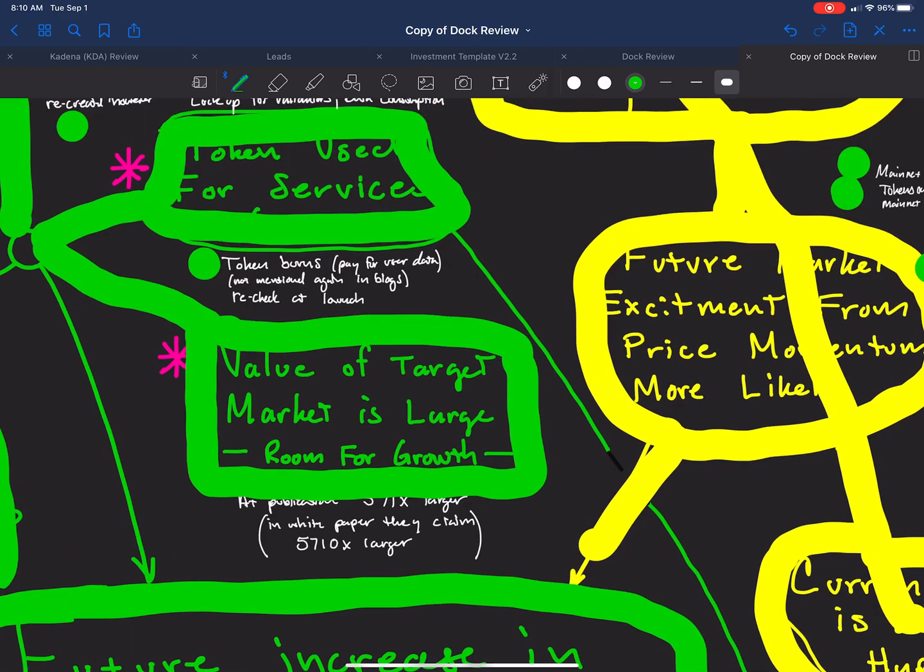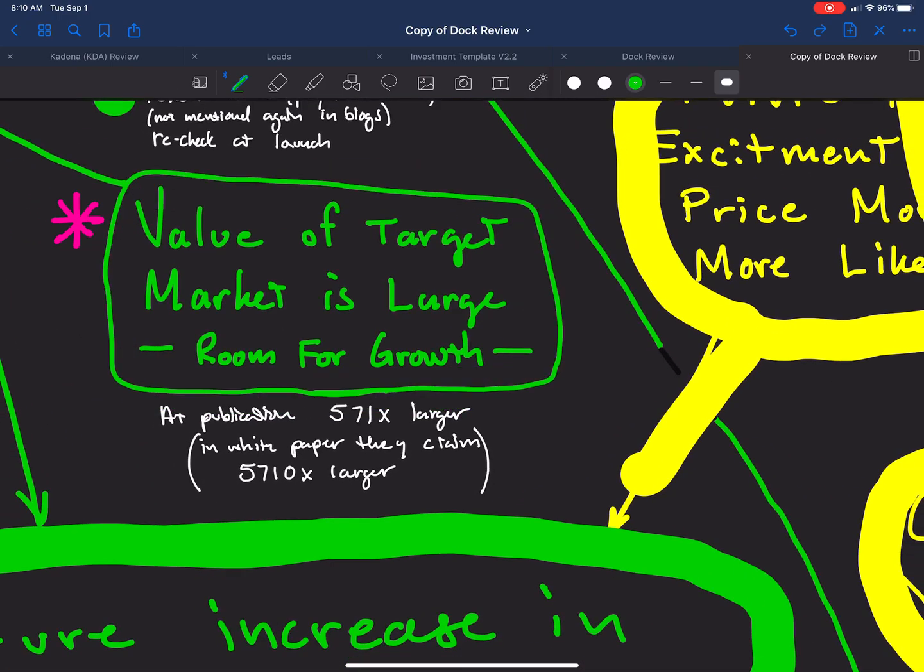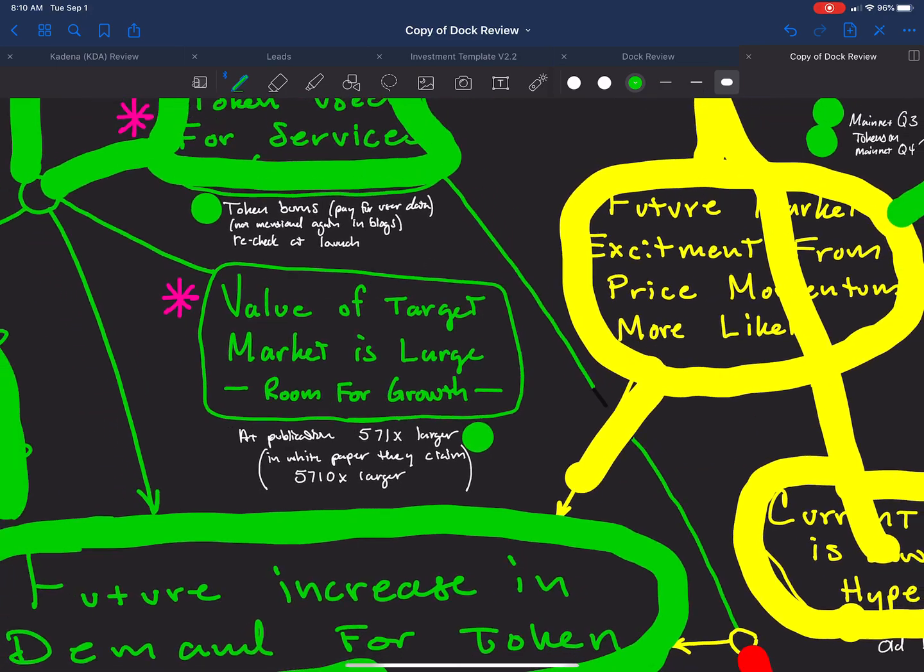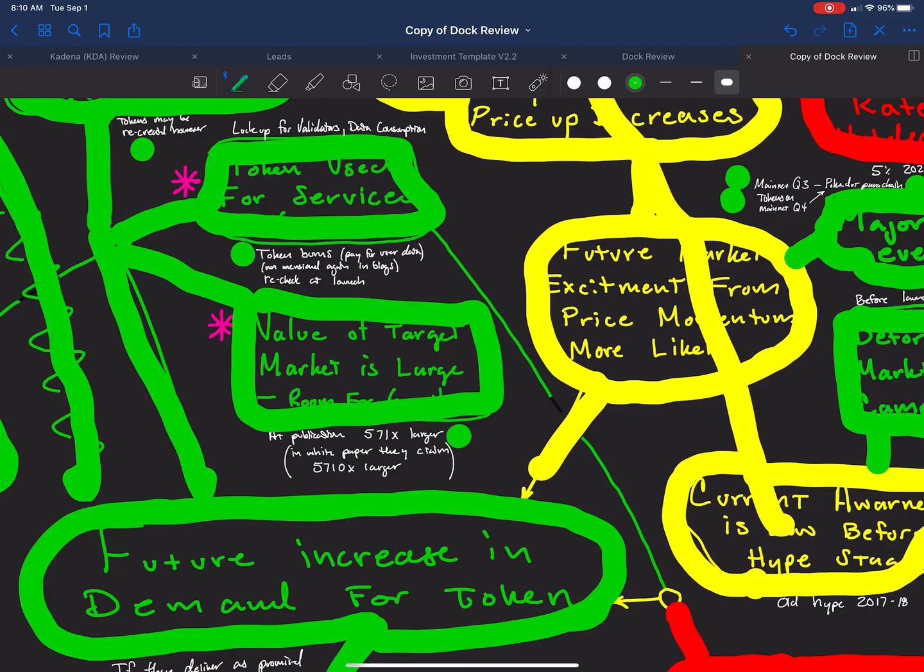And the value of the target market, pretty large. At publication, the market is 571 times larger. In the white paper, they claim it's 5,710 times larger, coming from that $200 billion market. But once again, if you create new efficiencies in the market, you can actually grow that market. And I do see this as an opportunity to create more efficiencies and to grow that market.